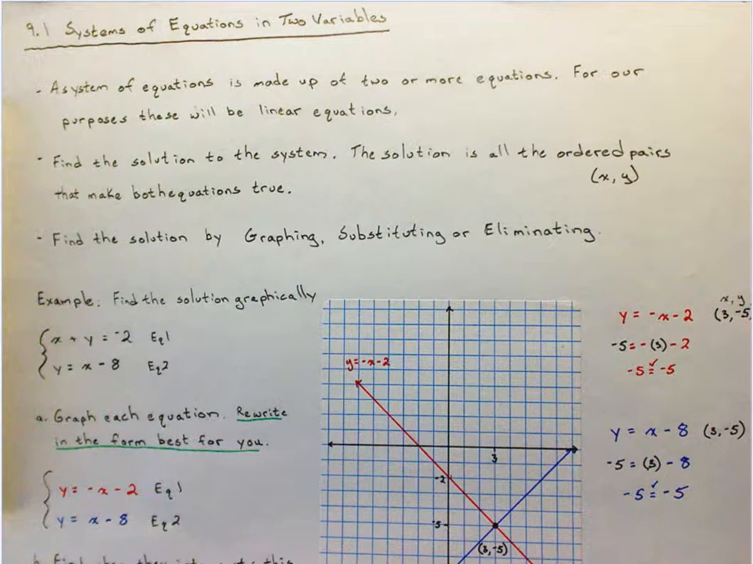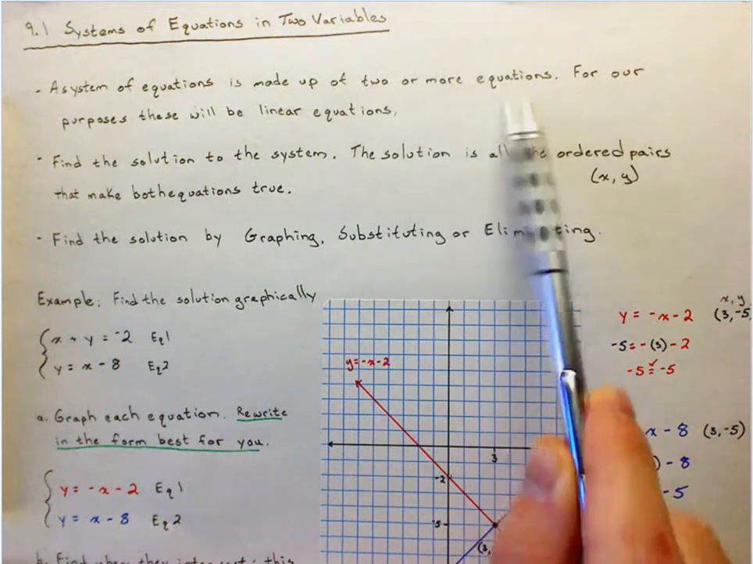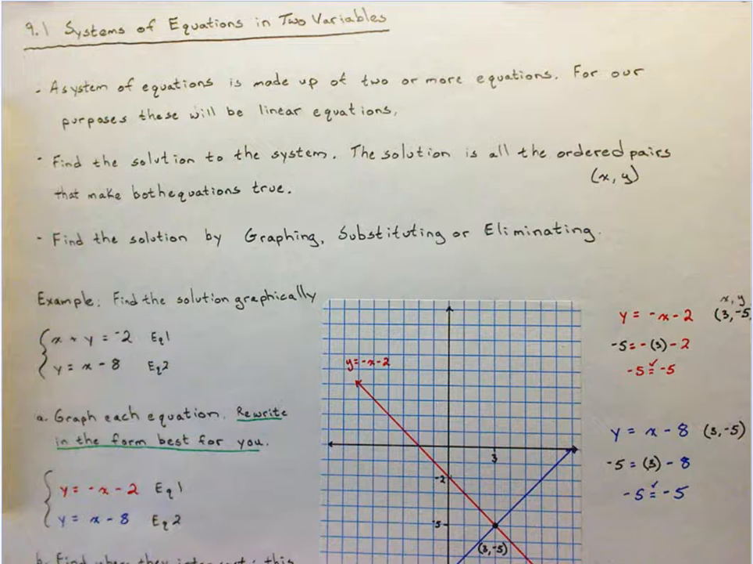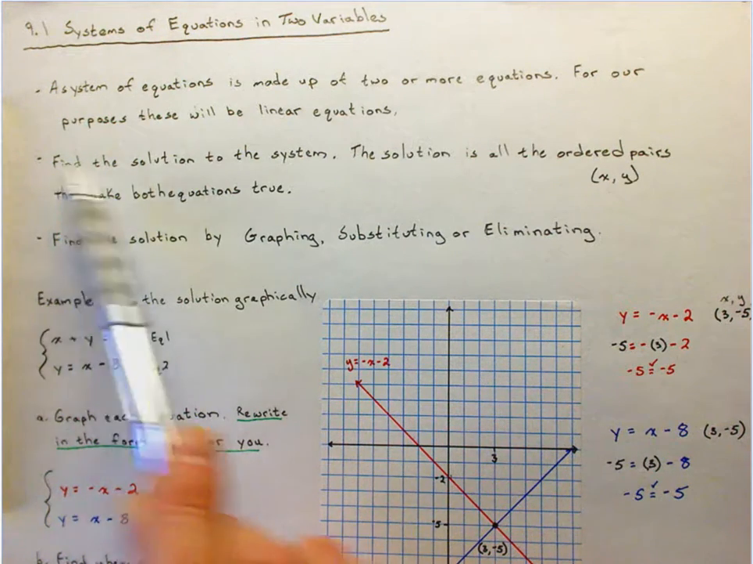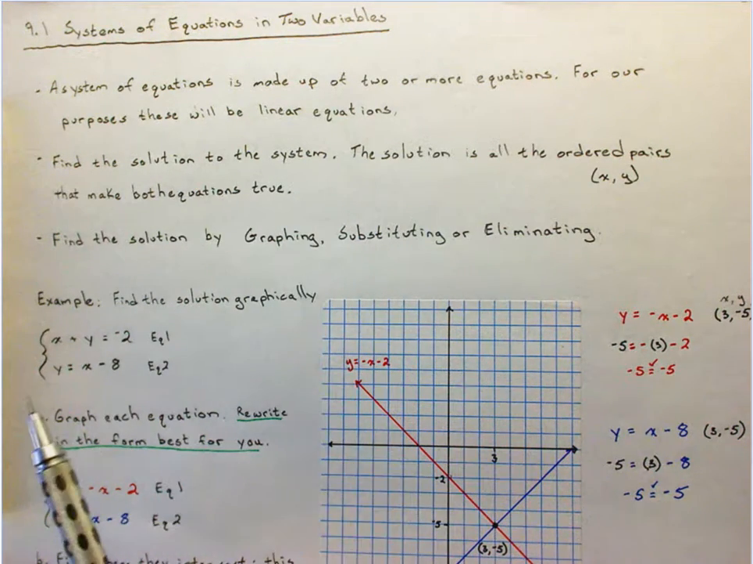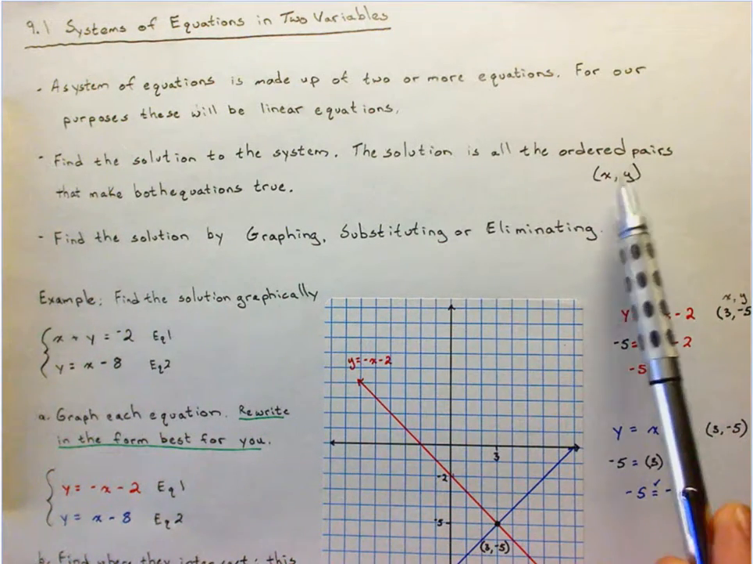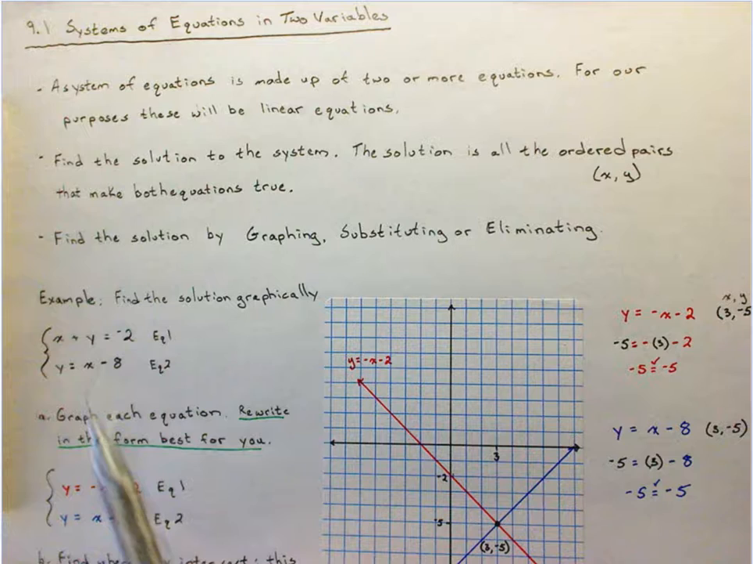Hello everyone. We are going to talk about systems of equations in two variables. A system of equations is made up of two or more equations. For our purposes, these will be linear equations. The point of a system of equations is to find the solution to the system. The solution is all the ordered pairs that make both equations true.